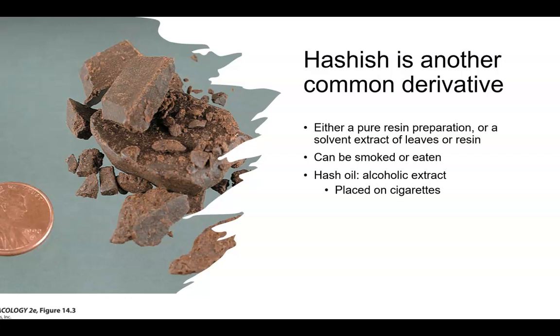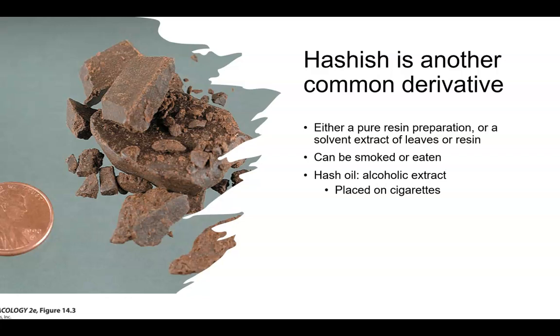Hashish is going to be another common derivative. This can either be smoked or eaten. You can kind of see it right here. Potency typically is going to depend on how it's been prepared. So in areas like the Arabian Peninsula or in Eastern Asia, hashish is going to typically refer to a pure resin that's prepared with very high cannabinoid content. It can also be used to describe solvent extract of leaves or resin that are going to be a bit more variable.